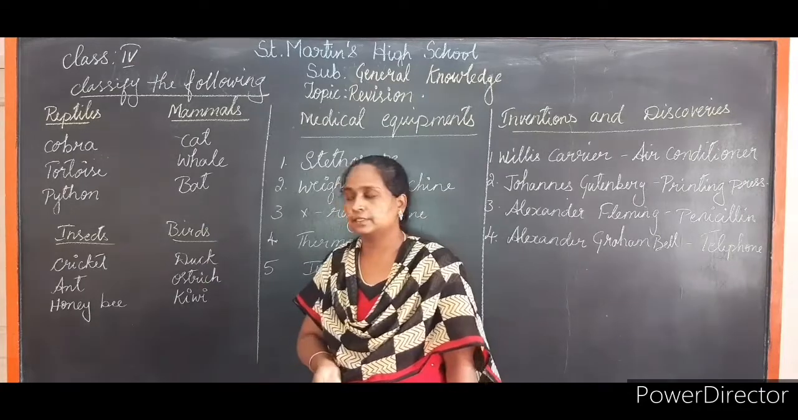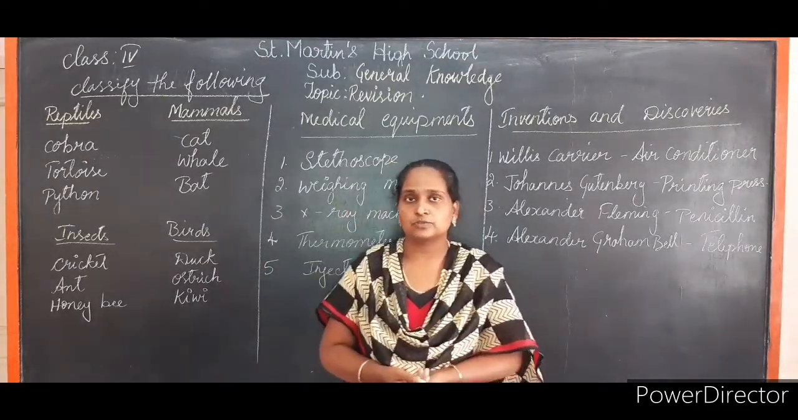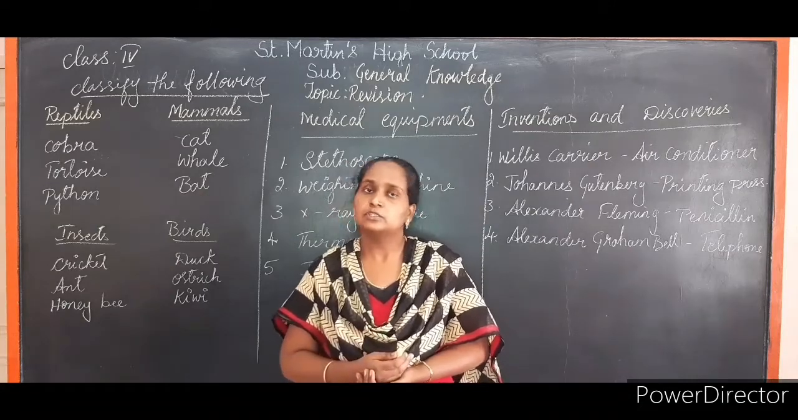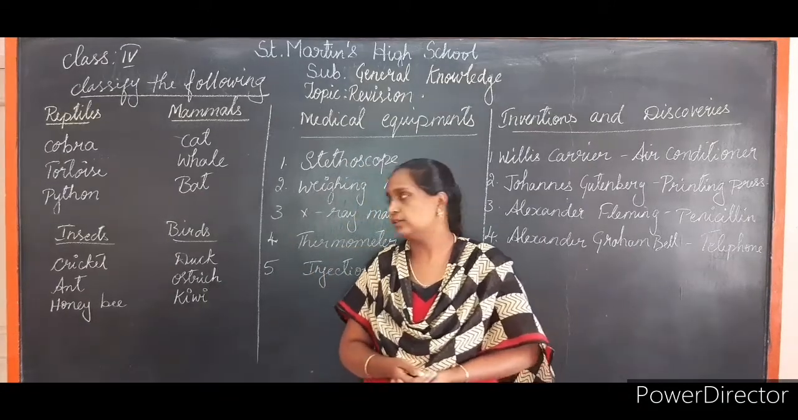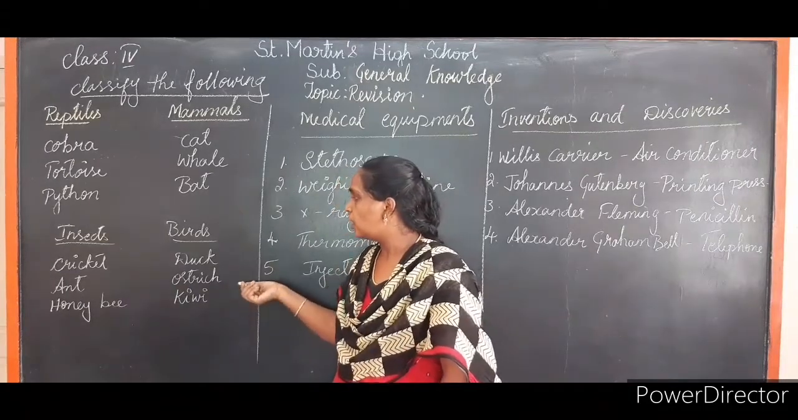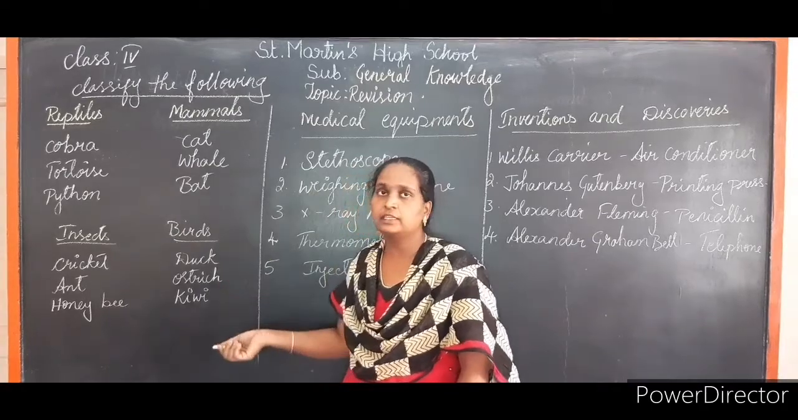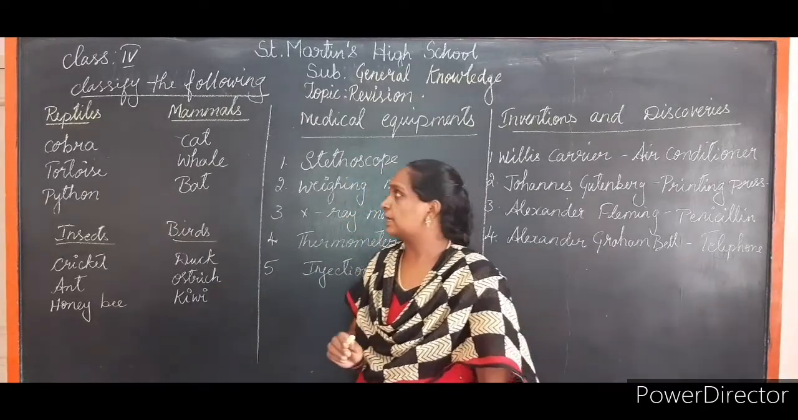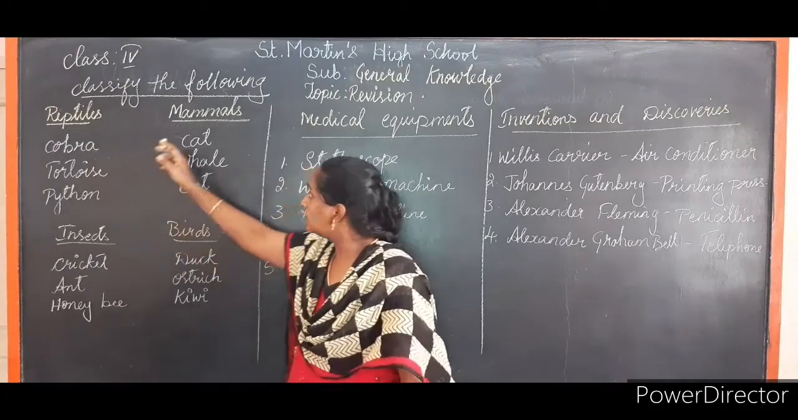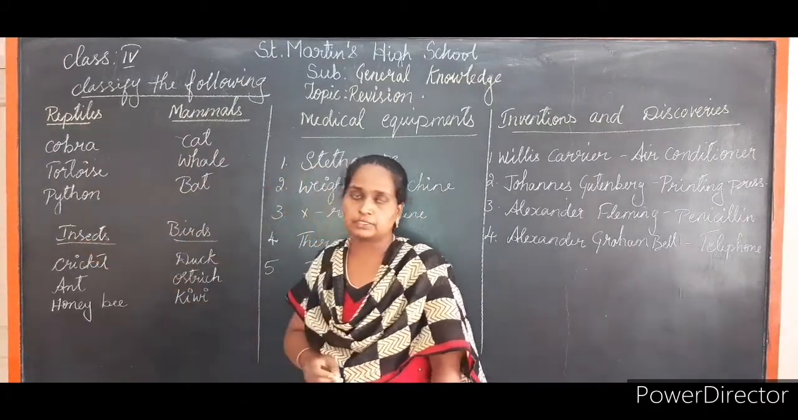And then birds. Birds have hollow bones which help the bird to fly up in the air. Examples for the birds are the duck, ostrich and kiwi. These are the examples for the birds. Animals are classified into reptiles, mammals, insects and birds.